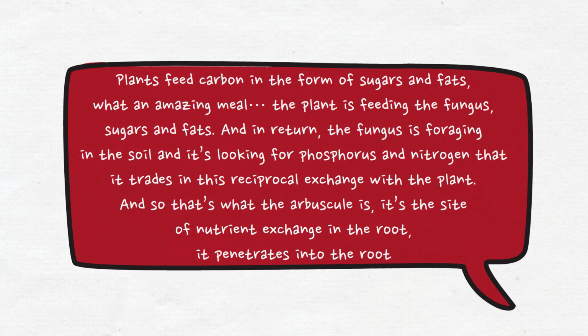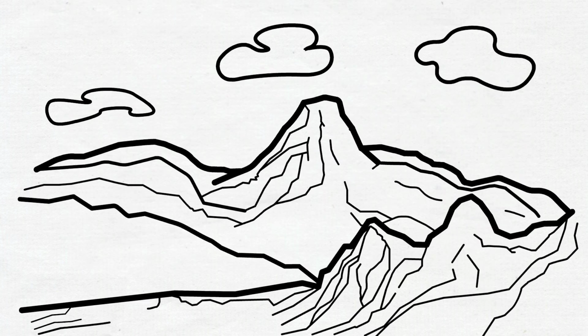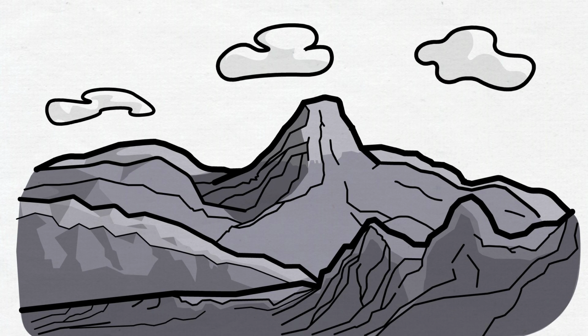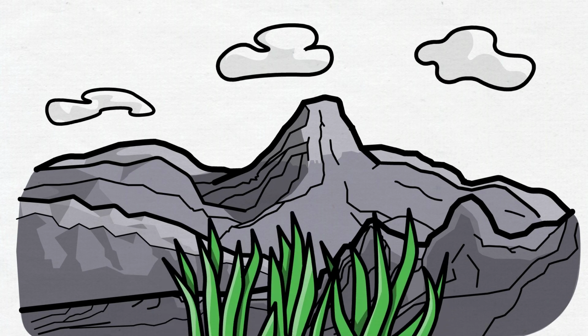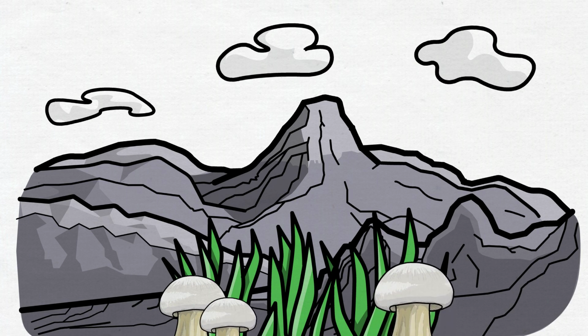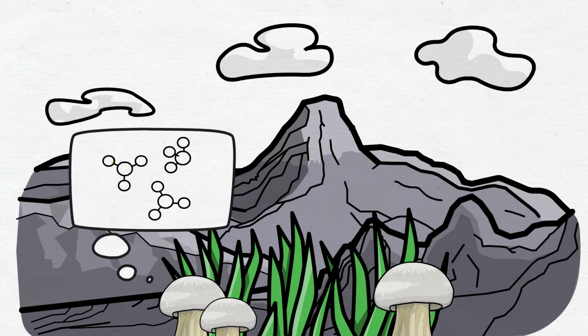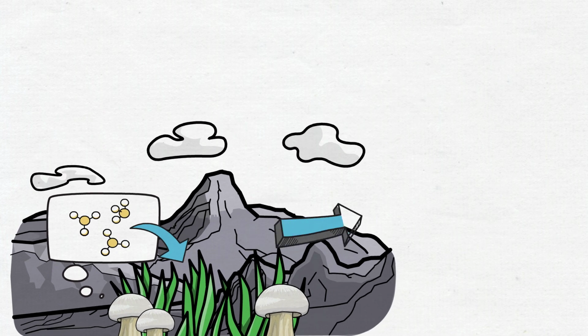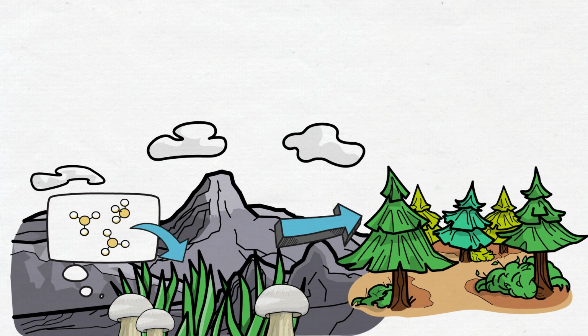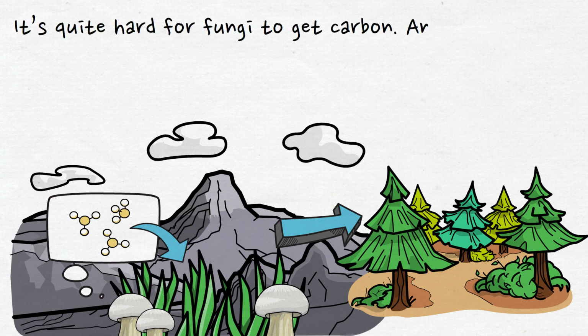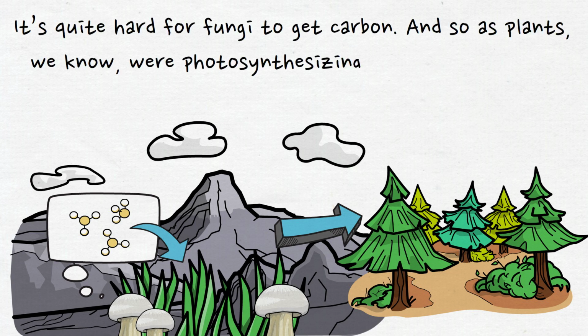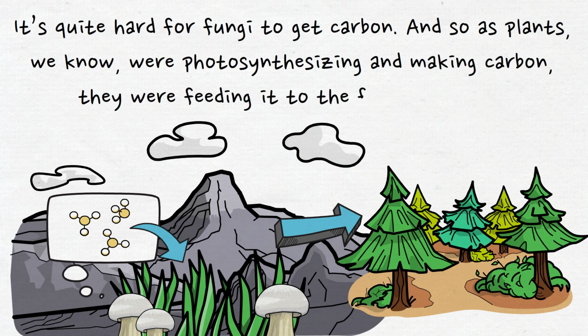The first protoplants faced the harsh conditions of land. Those nutrients were very hard to get to, right? They're all sequestered in rock. Fungi are good at eating rock. Fungi can break apart those complex molecules and feed them to plants in a usable form. And so it's because of that symbiosis that plants were first able to colonize land. And in return, of course, it's quite hard for fungi to get carbon. So as plants were photosynthesizing and making carbon, they were feeding it to the fungal network.